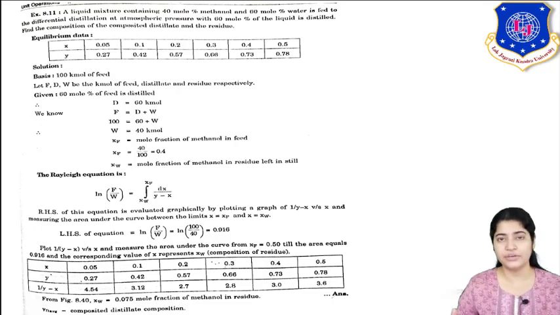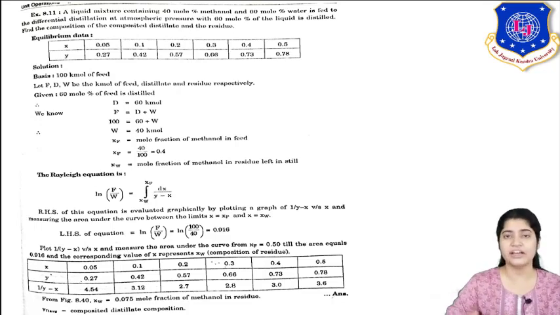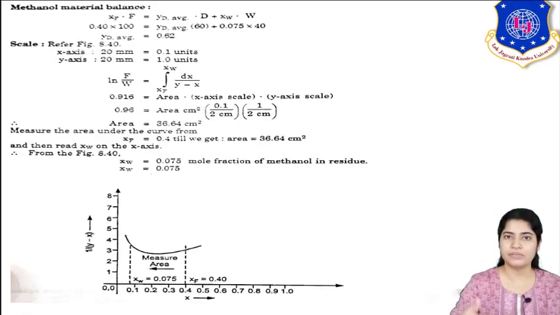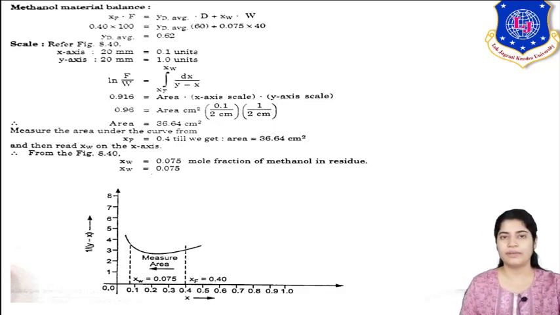For residue you find it from the graph. From the graph, after shading the area, the composition we got was that of the residue. Now to find the distillate composition I am using the component balance. Substituting the values: yD average into distillate amount, 60, plus 0.075 into 40. From that I got my yD average as 0.62.